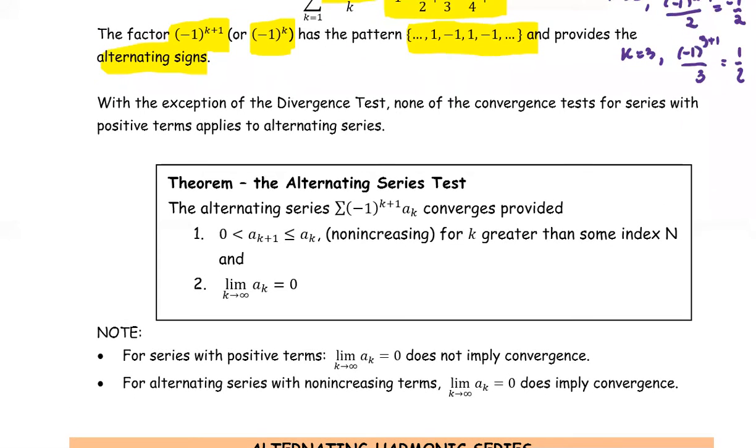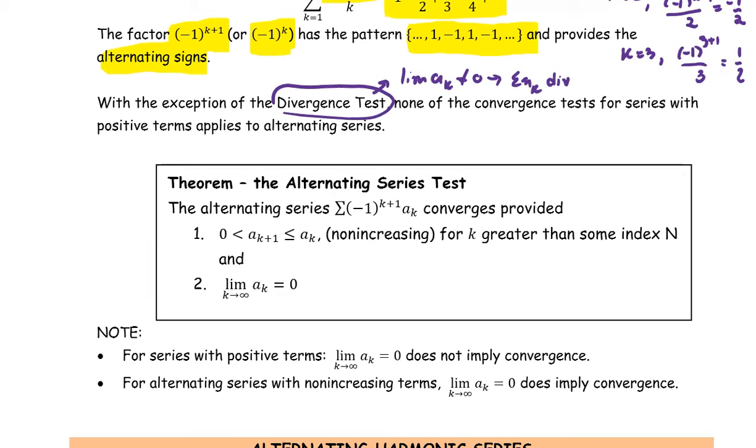Other than the divergent test, none of the convergent tests for the series with positive terms would apply to alternating series. We call the divergent test: the limit of the ak term not equal to 0, therefore the series diverges.